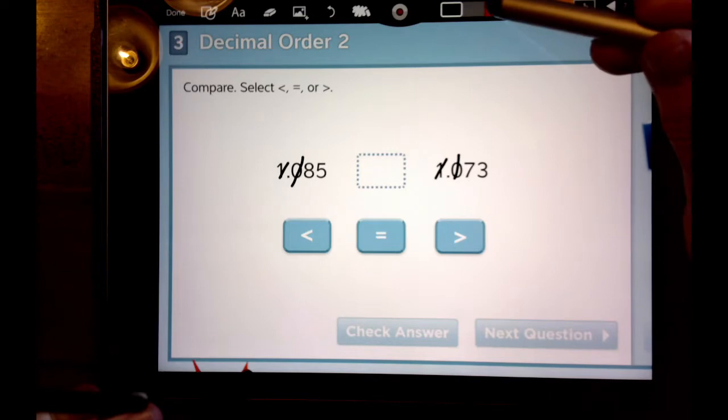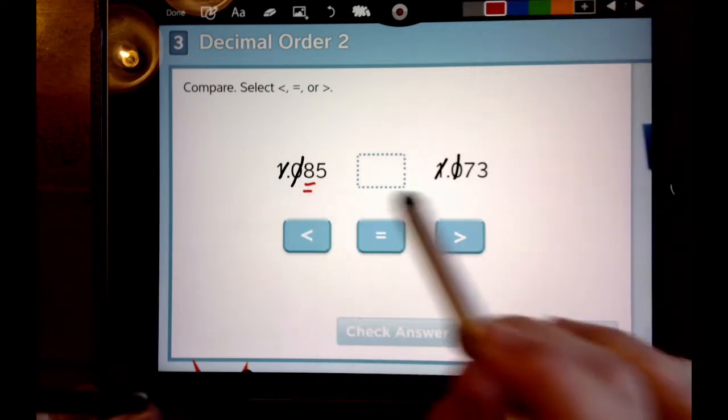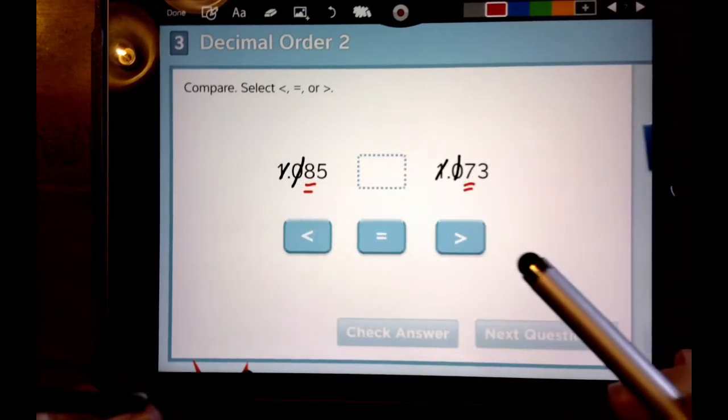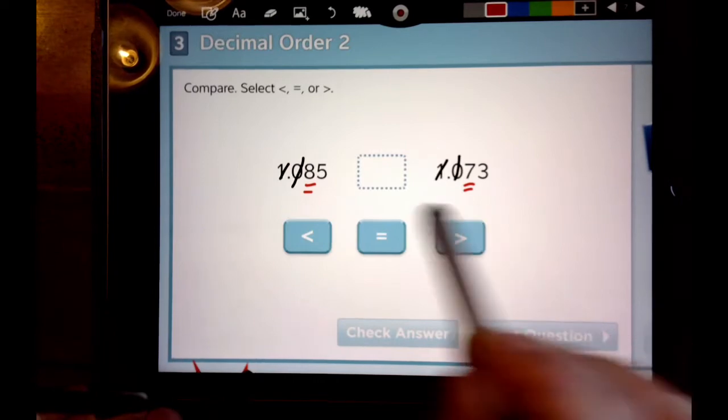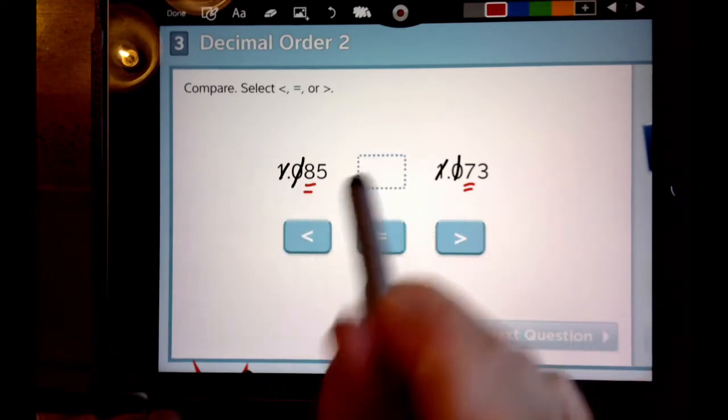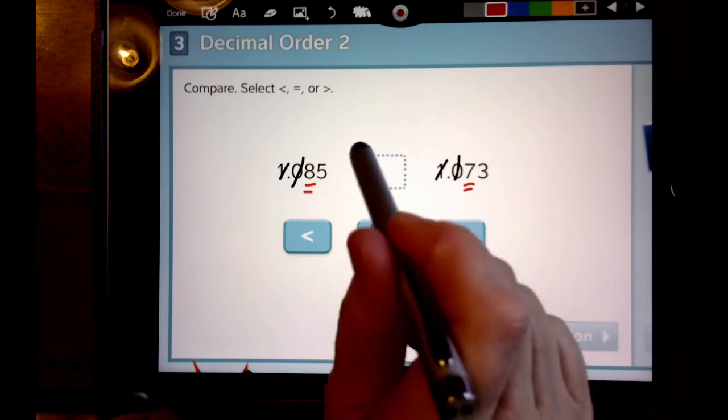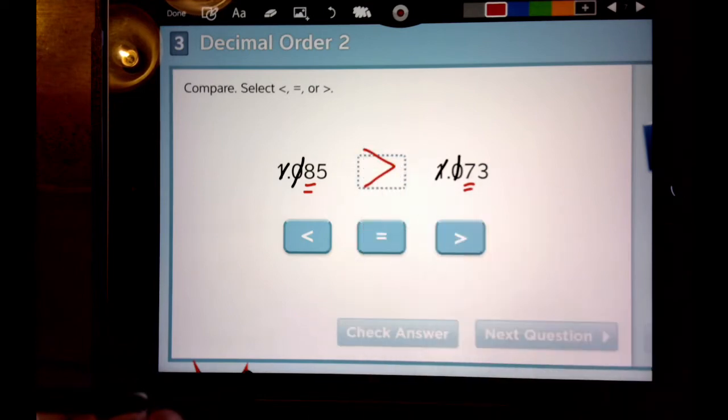Now, as I go and look, I notice that this has an 8 in the hundredths place and this has a 7 in the hundredths place. So that means that 85 thousandths is greater than 73 thousandths. So this is what I would fill in.